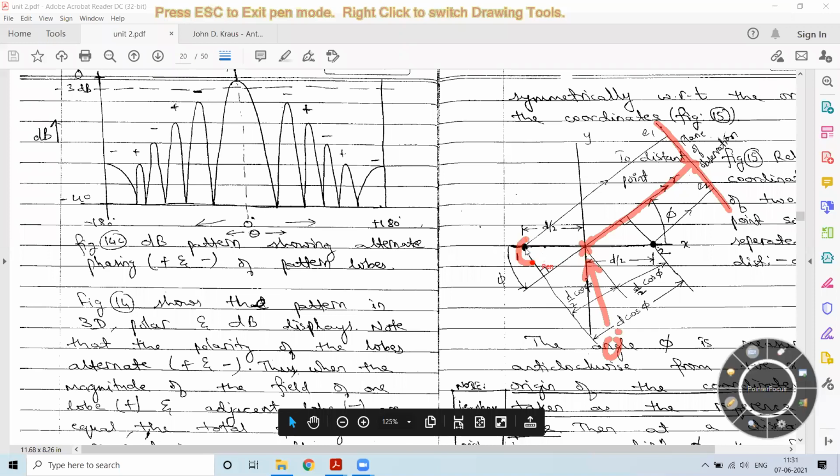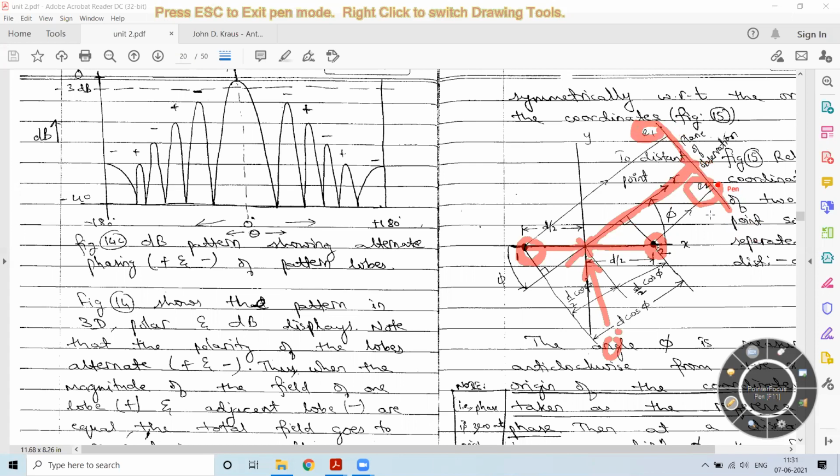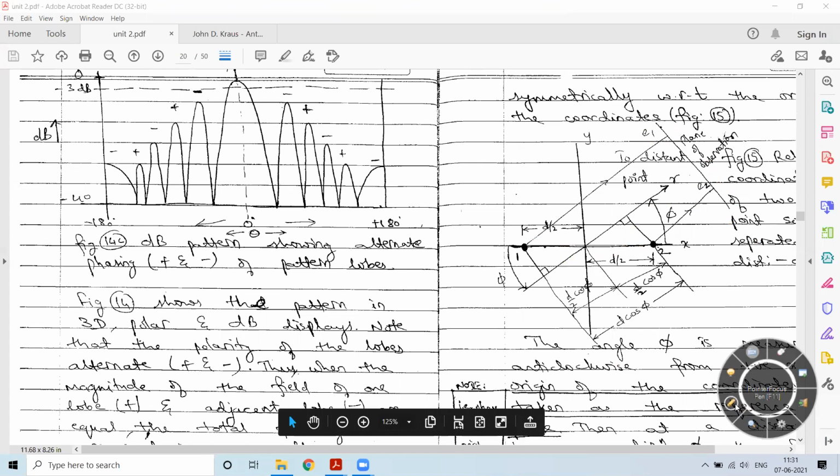Since I have only two sources over here, source 1 and source 2, I'll have fields due to these two sources. I need to identify the field due to each. In order to identify that, I need to measure the angular variation, that is the angular distance. So d by 2 is the physical distance from the origin point. From this point, I need to measure what this E1 is and what this E2 is. To estimate that, I need to estimate the angular measurements.